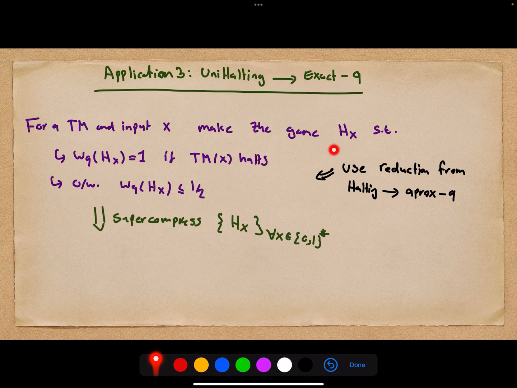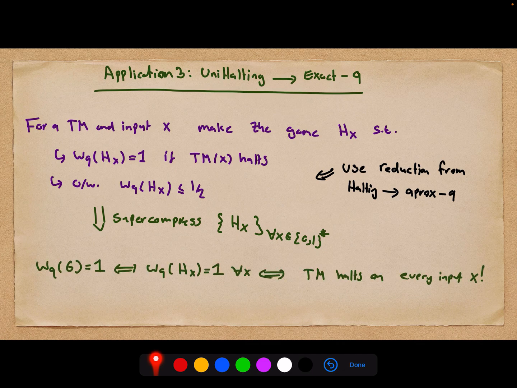Now we have a family of games, one game for each possible input, indexed by each possible input. Therefore, we apply supercompression, and we get a single game that has a quantum value 1 if and only if every single one of these games has a quantum value 1, which is true if and only if the Turing machine halts on every single input. Perfect. We've reduced the universal halting problem, therefore, to deciding the exact quantum value problem, which is what we wanted. This, in fact, is tight.